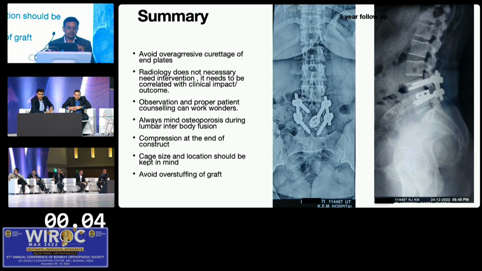And another tip which all the panelists mentioned is compression once you pass the cage. Cage size and location are important. We want lordosis, so put it in the front part, the backside for foraminal decompression, and avoid overstuffing to avoid contralateral radiculopathy. Thank you for your patient listening.